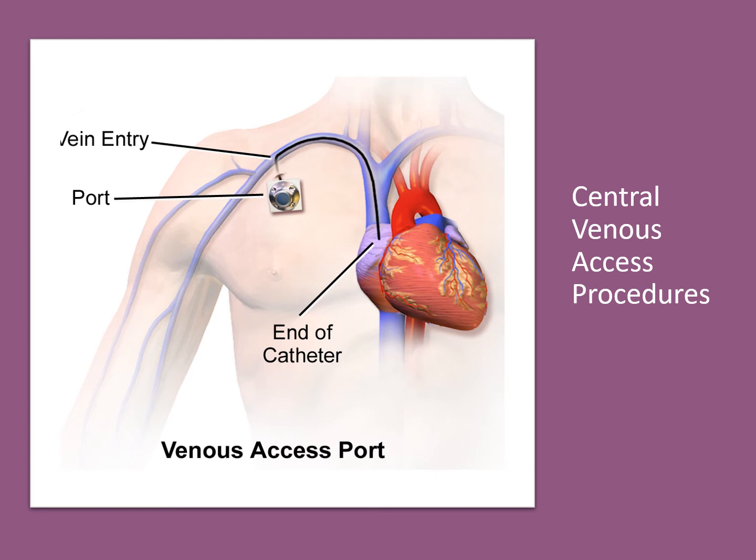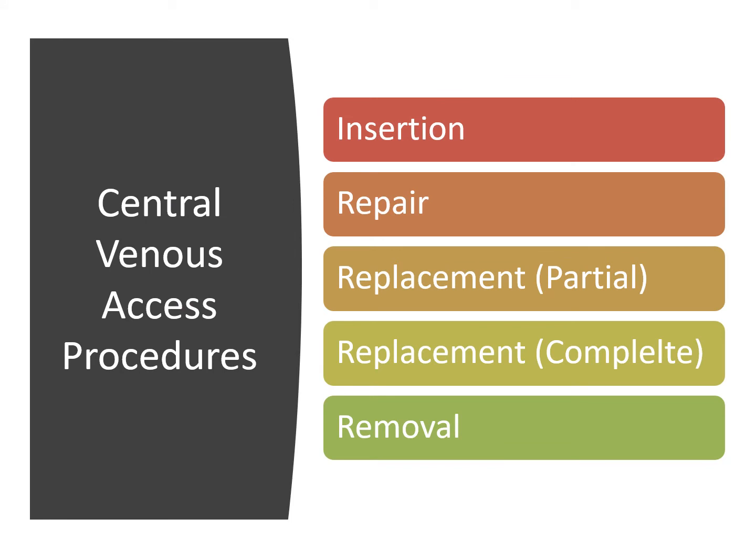Now, from a coding perspective, one of the things that you need to look at is, was the procedure today an insertion? Or was it a repair? Was it a replacement? Was the replacement partial or complete? Was this a removal? So you need to know what's actually happening today. You also need to know if the catheter was tunneled or non-tunneled. And then you also need to know the age of the patient. And this is going to be important because that's how the codes are actually set up.